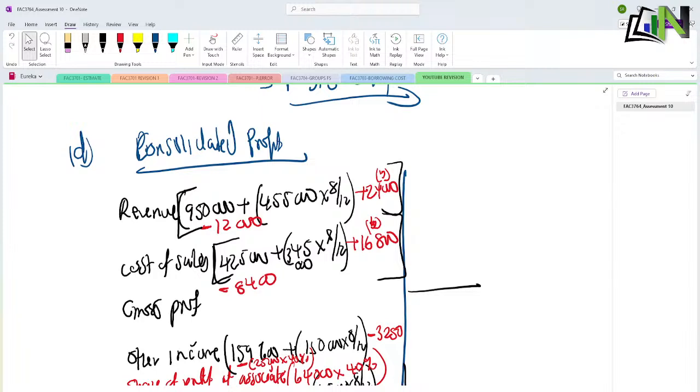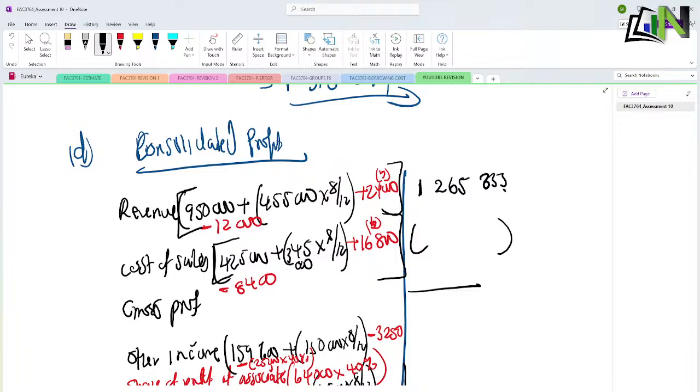950,000 plus open brackets 455,000 times 8 divided by 12 close brackets plus 24,000 minus 12,000. Okay, please do the calculation along as well to let me know if the figures are accurate. So it's 1,265,333. Then cost of sales.